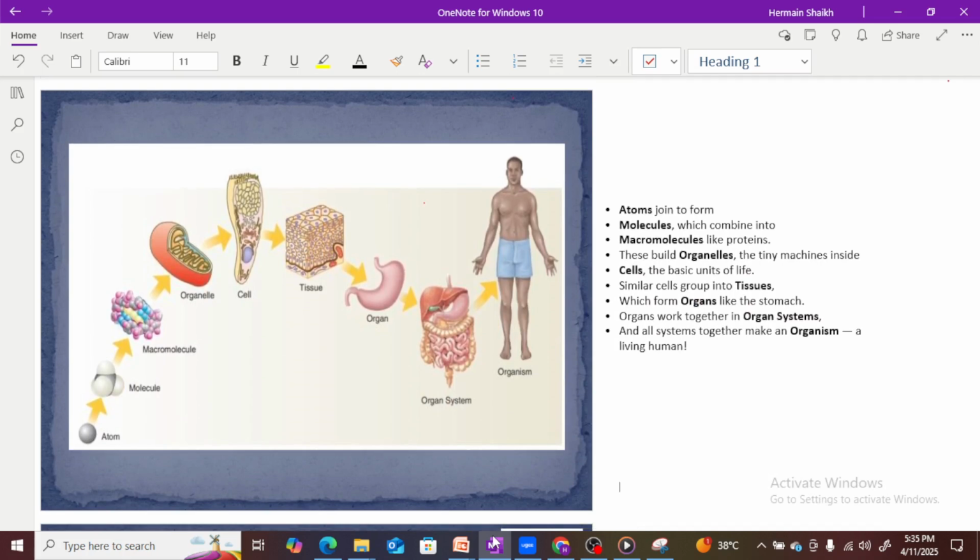Now on this slide we see the several parts of the living organism, as well as some subcellular parts. From the start, here is the atom which joins to form the molecule, and molecules combine into macromolecules like proteins, and these build organelles, the tiny machines inside the cells. We know that the cell is the basic structural and functional unit of a living organism. Similar cells joining together form tissues, which form organs such as the stomach. Organs work together in an organ system, and all systems together make up an organism such as the human being.